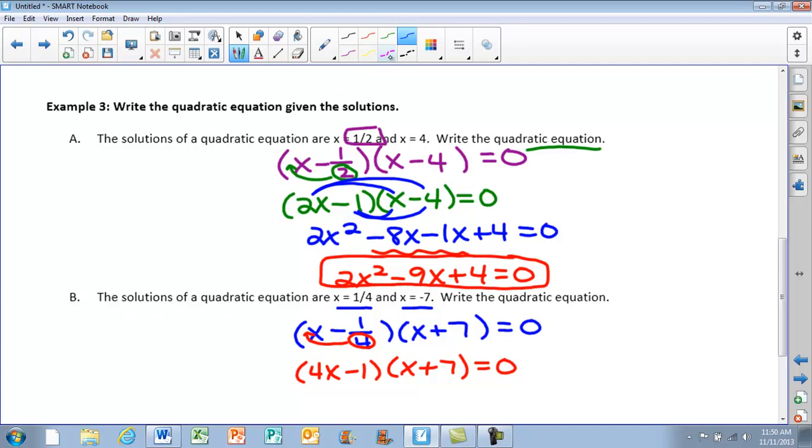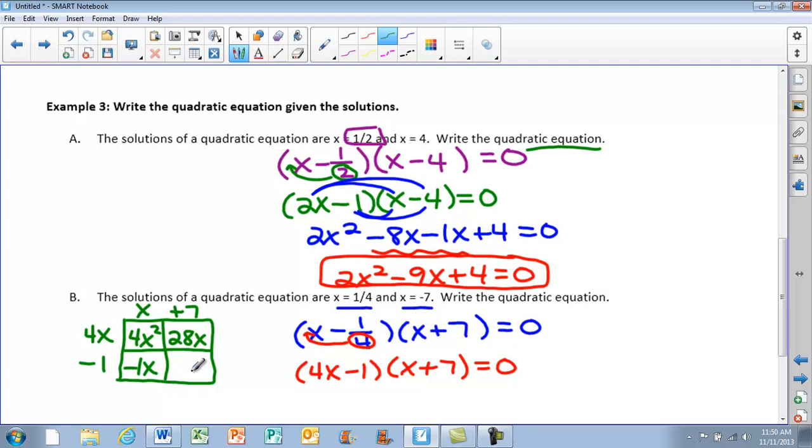I'm going to show you guys how to use the box method in case you forgot and you like that way better. But once again, remember, either method will work. So you go ahead and set up your box. What we have in our first is 4x minus 1. And in my second, x plus 7. And now I'm just multiplying. 4x times x will give me a 4x squared. 4x times a positive 7 will give me a 28x. Negative 1 times x will give me a negative 1x. And lastly, negative 1 times positive 7 will give me a negative 7.